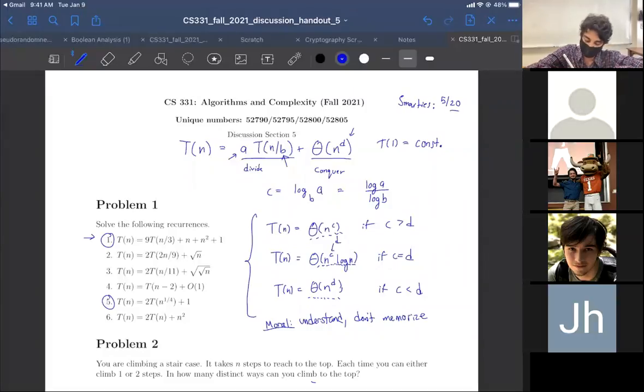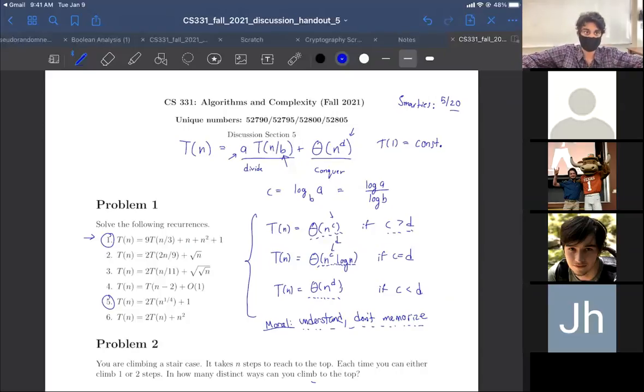So I've written down a moral over here, which is: understand, don't memorize. The master theorem is a great example of something you would put on your cheat sheet for an exam. It's not really something you should commit to memory. You should just understand, first of all, when to use it and why it's true. So understand the argument of why this happens when C is bigger than D, and the intuition there.